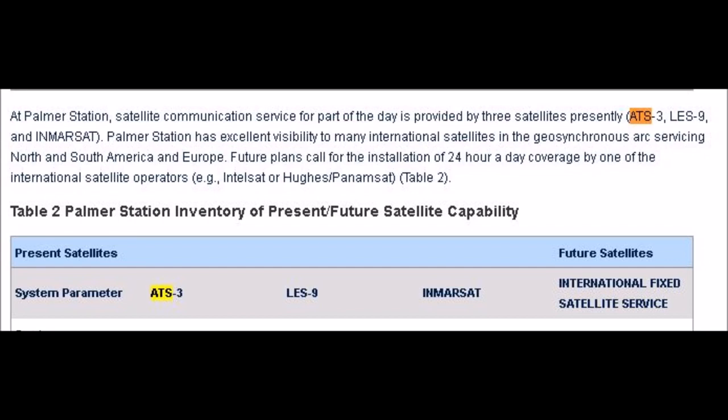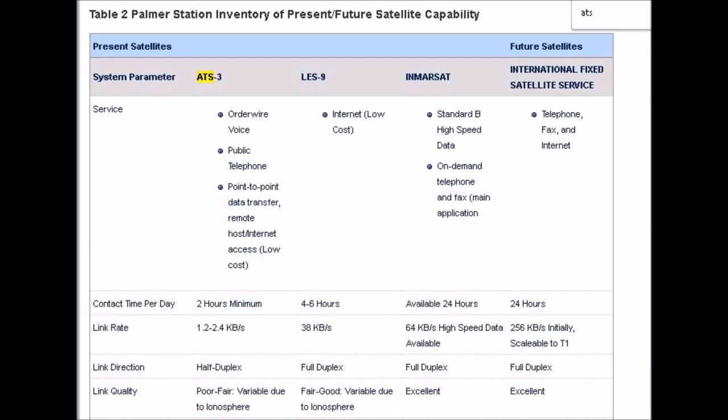And you can see here, they say this satellite is now still being used for order wire voice, which is one of the services, public telephone, and point-to-point data transfer, remote hosts, internet access. What in the world are people thinking?